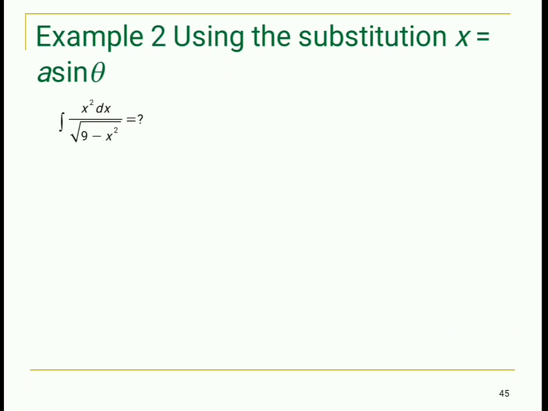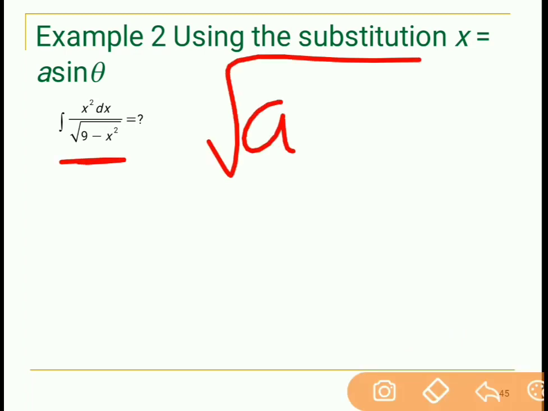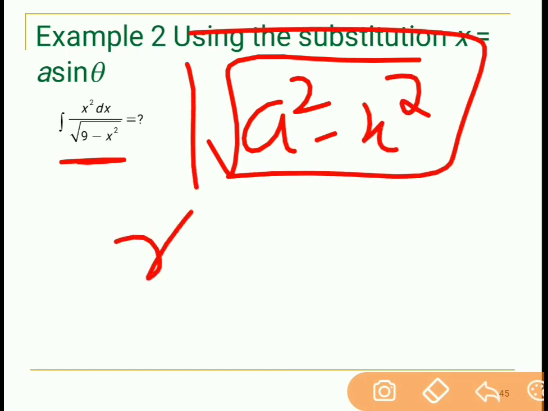Next, solve x square into dx upon under root 9 minus x square. Now you see that the term in the denominator is of the form a square minus x square. So when you come across such a term, you have to substitute x equal to what? A sine theta.